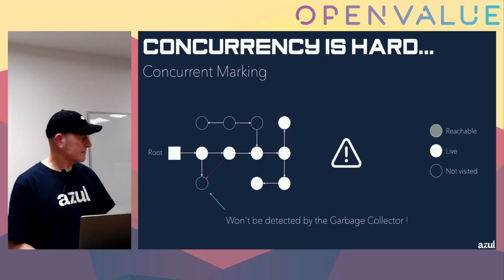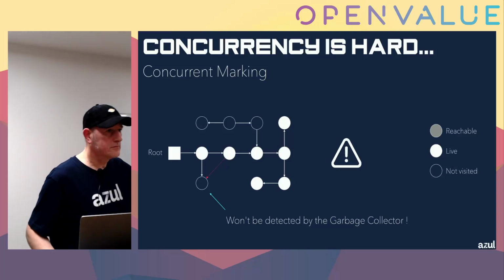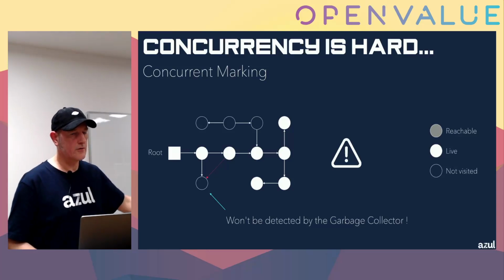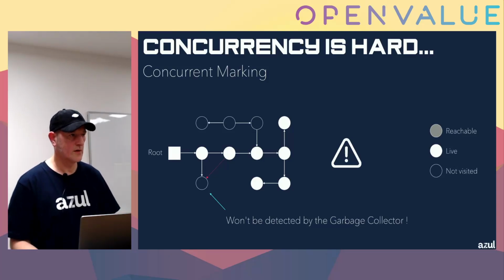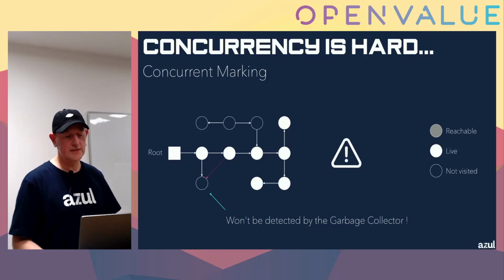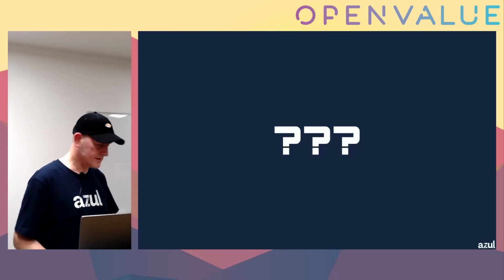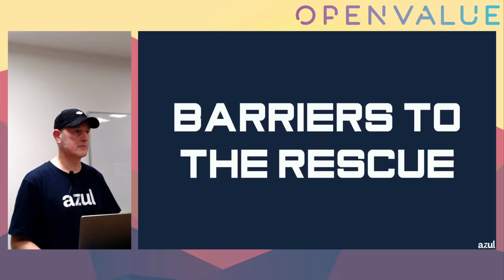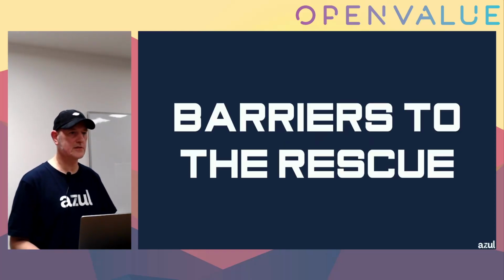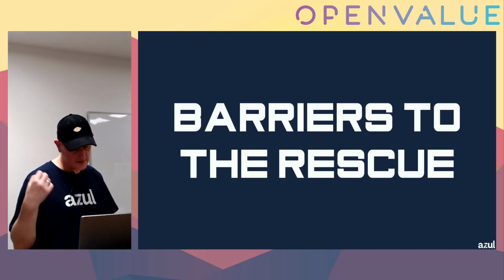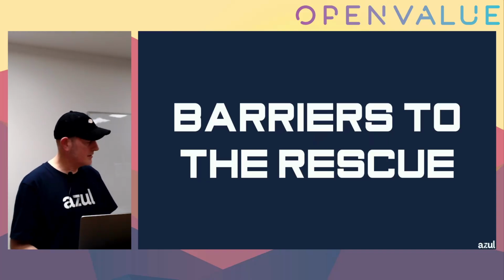And then in the end, it won't find this one, so it will crash. How can we overcome this problem? It's not so easy, but there is something called barriers. Did someone hear about barriers? It's a pretty simple principle.